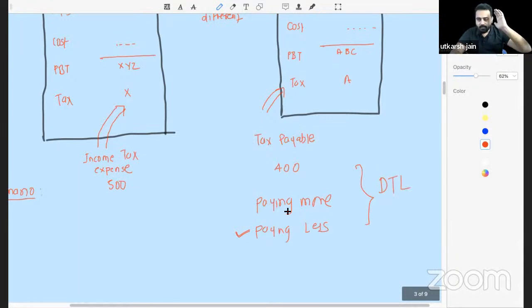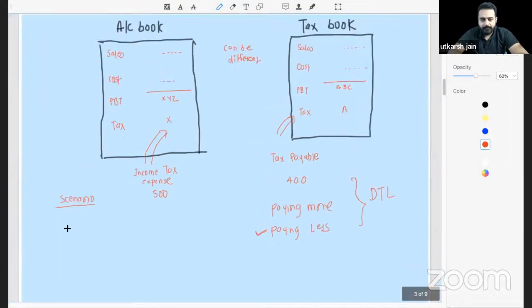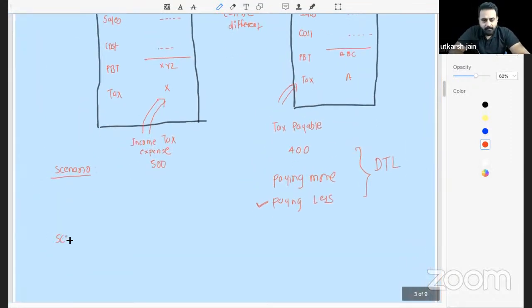As per the accounts book, you were supposed to pay 500, but the taxation book said no, you just have to pay 400. Okay, fair enough. Let me create a liability, so it becomes a deferred tax liability. And then the second scenario, an independent scenario: income tax expense is 500 and taxes paid or payable is, let's say, 650.